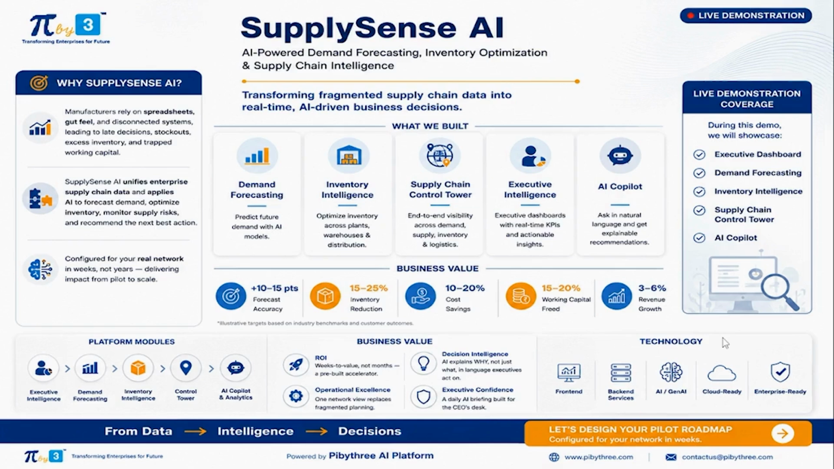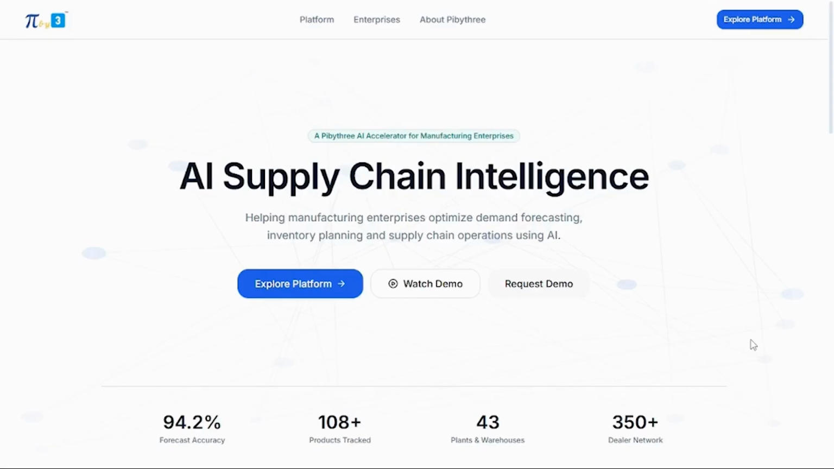SupplySense AI addresses this challenge by bringing all supply chain intelligence into a single AI-powered platform. It combines demand forecasting, inventory intelligence, an executive dashboard, a control tower, and an AI copilot to enable faster data-driven decisions. Let me show you how the platform works.